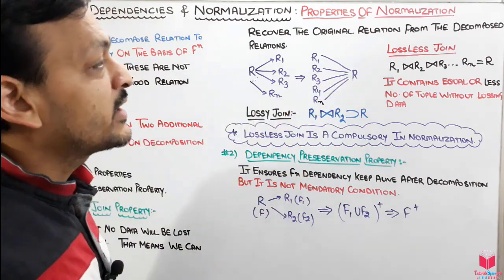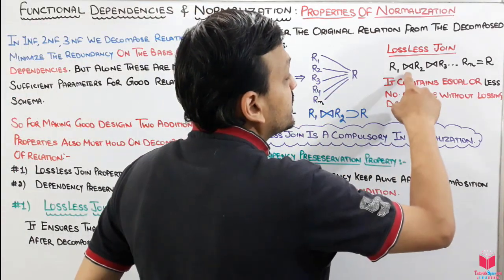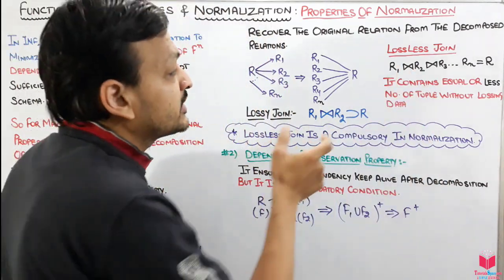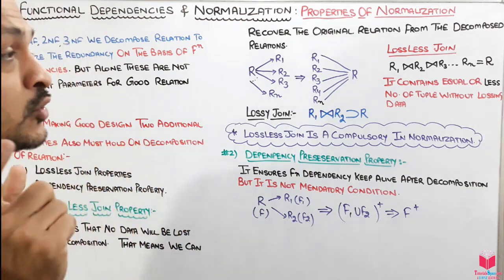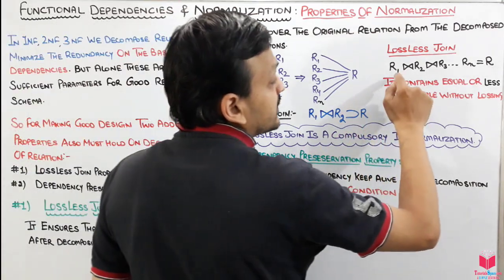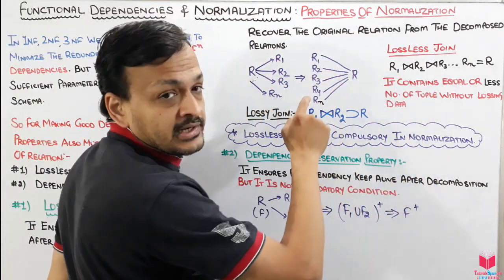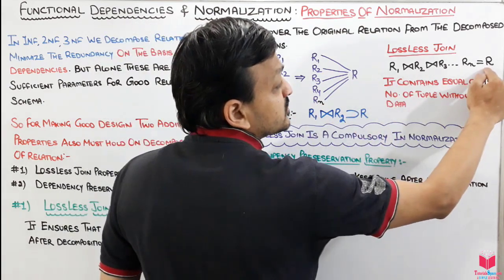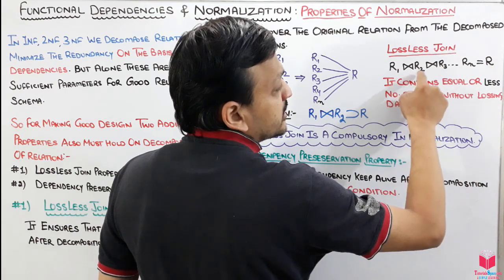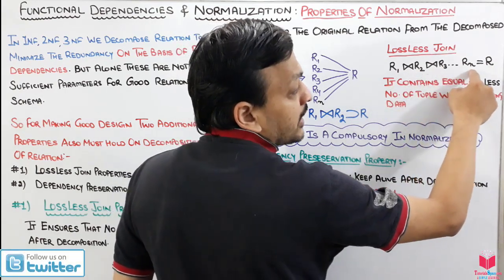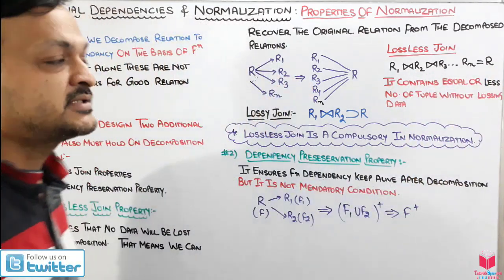Lossless join comes from the natural join concept. We join all these relations with the natural join, so no data will be lost. If we apply the natural join between all these decomposed relations, we should get the original relation. R1 natural join R2, then natural join R3, up to Rn, and then we will get the original relation.